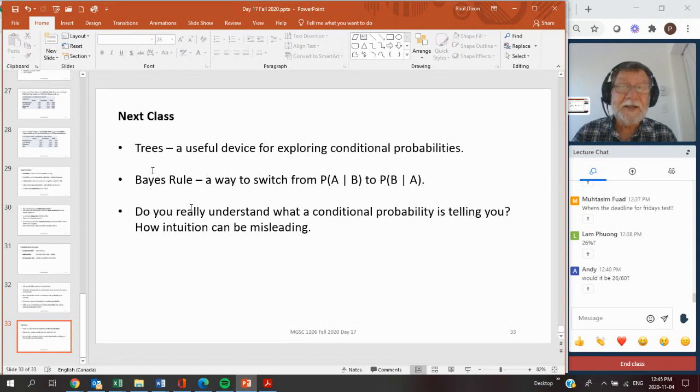The next class, I'm going to be looking at trees, which are a good way of exploring conditional probabilities. It's a way of making them more visual. And for many of us, that makes it easier to see. And a rule that's related to that has to do with switching information around. Again, that happens to come up in data mining, and it's the basis of a very popular tool for doing classification. And I'll get after you about, do you really understand what a conditional probability is? Because we make a lot of mistakes to do with that.